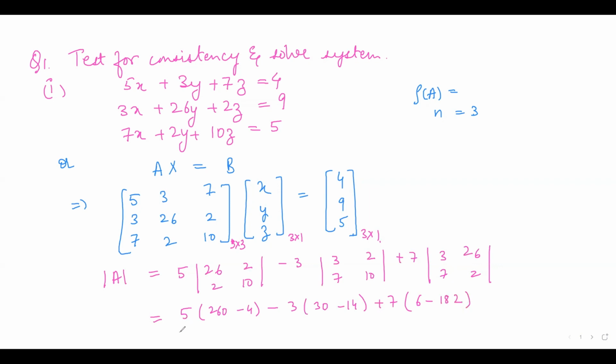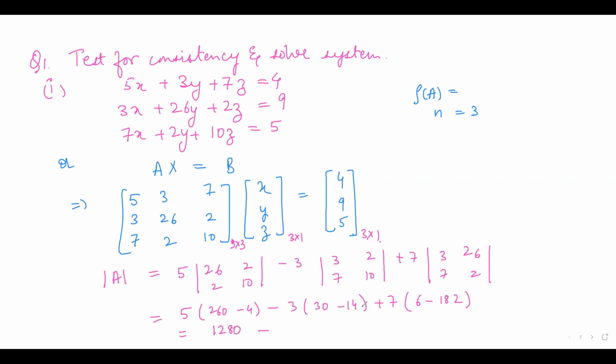Okay. So let us quickly calculate this. We'll be getting 260 minus 4 is 256, and multiplied by 5, I'll just write the value quickly. So that would be 1280.